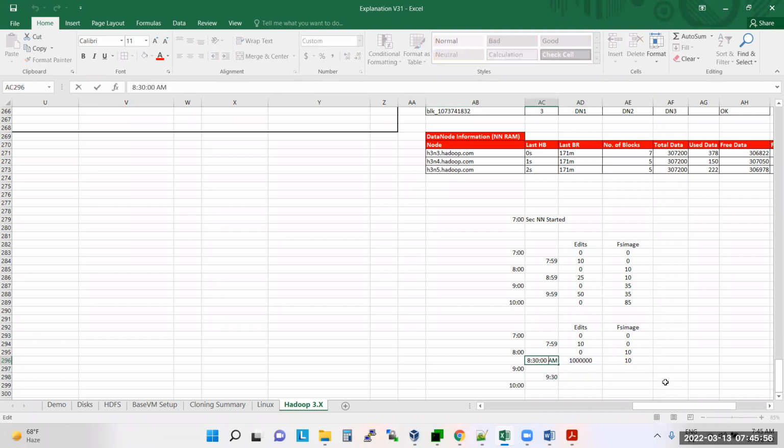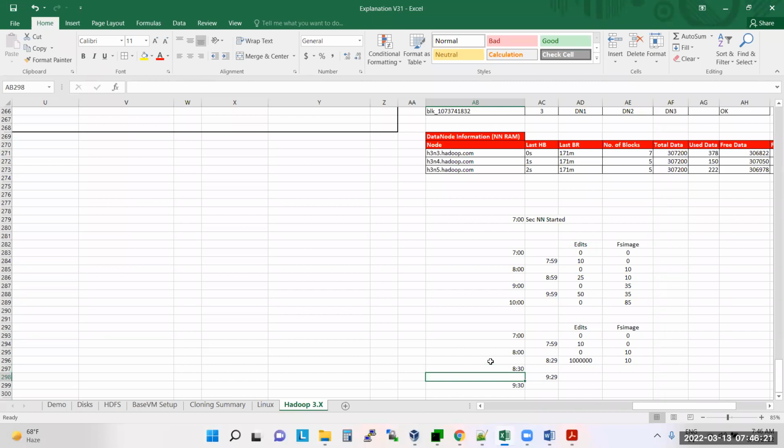So let's say this is 8:29. As per the rule, the next checkpoint is supposed to happen at 9 o'clock, right? Yes, sir. But here 1 million transactions already came, so the next checkpoint will happen at 8:30, not at 9. Understood? Yes, sir.